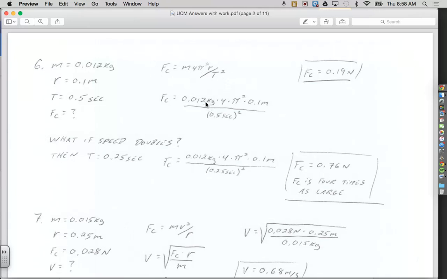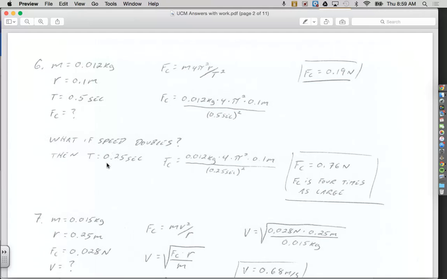I can plug in my numbers. We know the mass was 0.012 kilograms, 4 pi squared, and the radius of 0.1 meters, all divided by the time, 0.5. Don't forget to square it. I plug in all my numbers, and I get a centripetal force of 0.19 newtons. What happens if we double the speed?